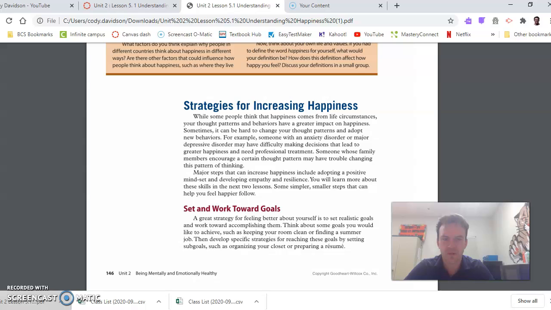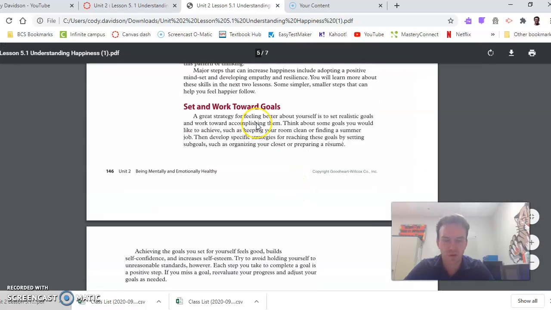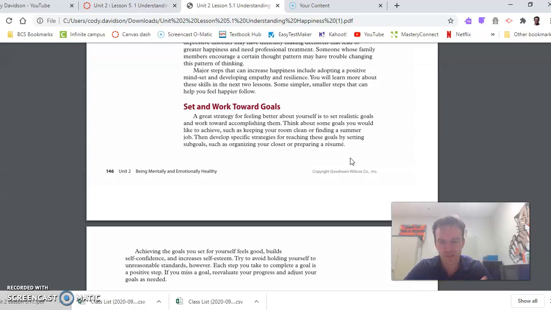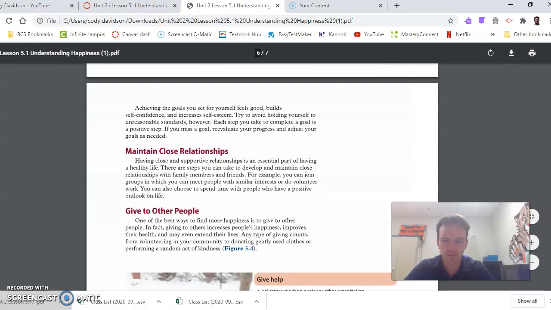Strategies for increasing happiness. Set and work towards goals. We talked about goals and things like that. If you're accomplishing goals, it helps you get that sense of purpose, that sense of control of your life. So set and work towards some goals. I won't touch on that too much.